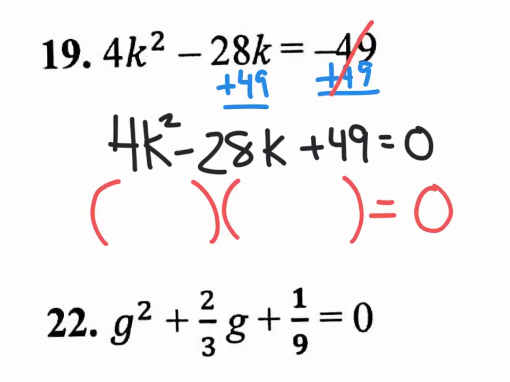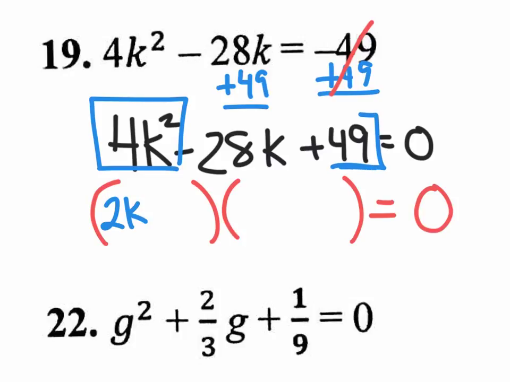Okay? So if I were to take the square root of 4k squared, what would I get? 2k. How about if I were to take the square root of 49, that perfect square term, what do I get? 7. So we have 2k and 7. Now, let's look at the signs. If I wanted a positive 49 at the very end, then this is either going to be a positive 7 times positive 7 or a negative 7 times negative 7. What's your guess based on the middle term, which is a negative 28? Negative and negative. So that's our guess right there, a negative 7 here and a negative 7 there.